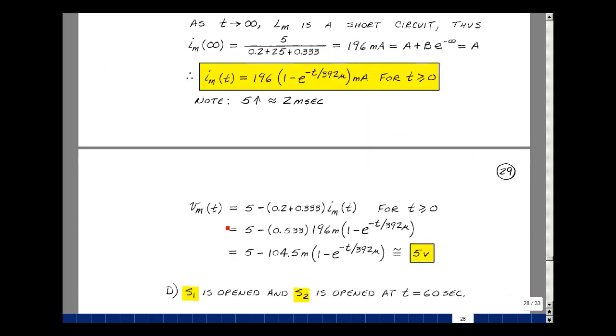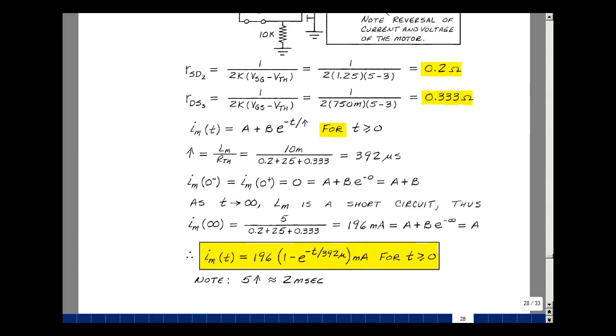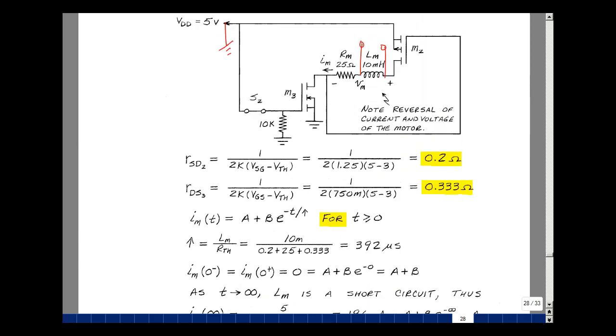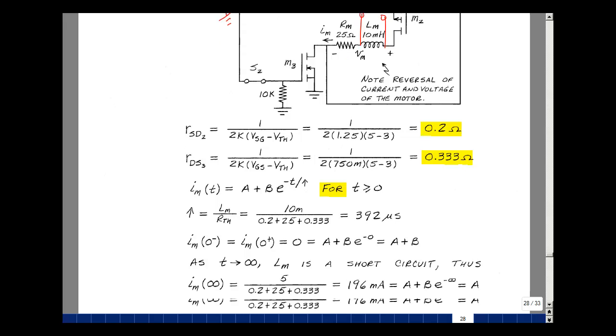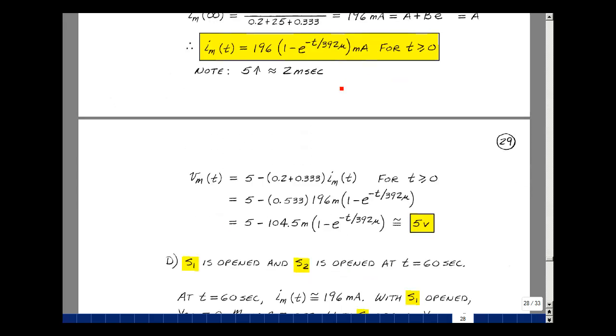Let's find the voltage across the motor. Back up here again. The voltage across the motor is going to be this node voltage minus this node voltage. So this node voltage is going to be equal to minus the current, I sub m, times the resistance of 0.2 plus 5. And then this node voltage here is going to be current in the inductor times 0.333. We're going to take the first one minus the second one. Go to the next page again. We've got 5 volts and then minus these two resistances with the current that's flowing through them. And that's going to be the expression we had just derived for the inductor current.